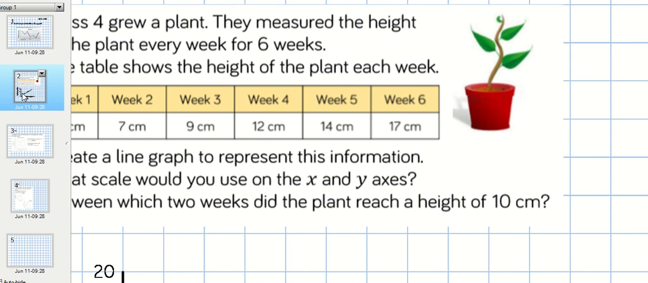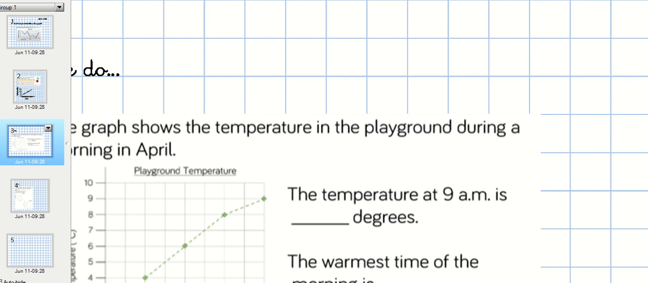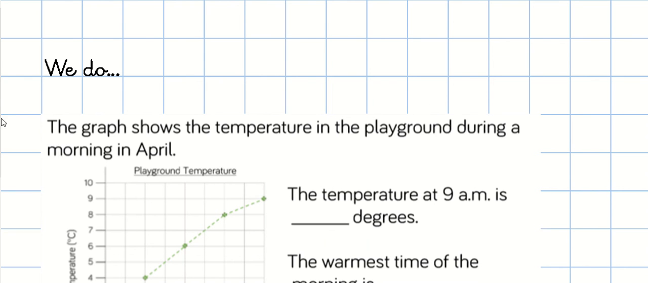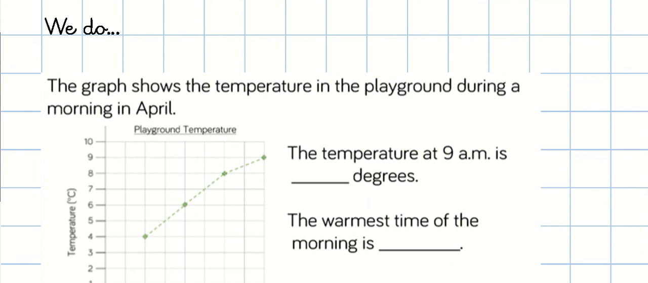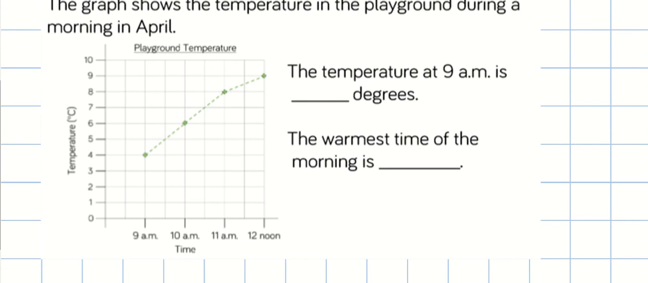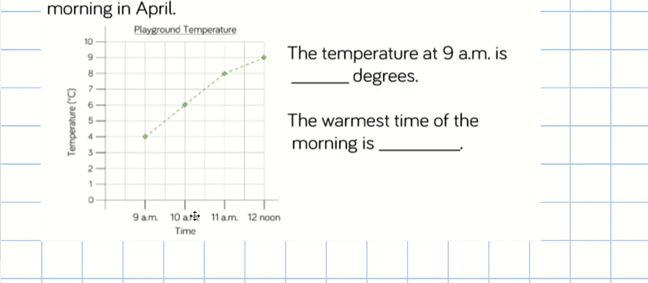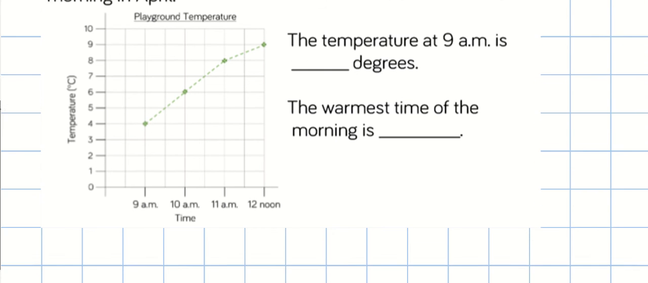Let's move on to the next question. The graph shows the temperature in the playground during a morning in April. Here we can see our time, and what have they measured our time in this time? That's it, hours. Here we start at 9 AM, then they go up 1 hour to 10 AM, and then another hour to 11 AM, and finally 1 more hour to 12 noon. So we've gone up in hours. As you can see, the temperature steadily rises.